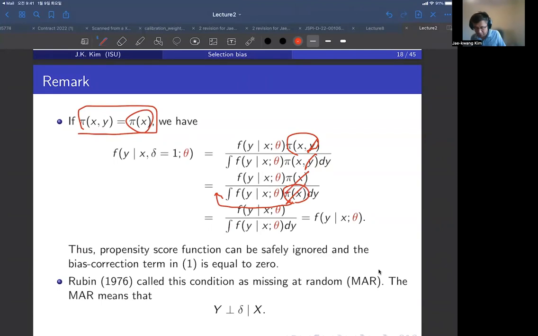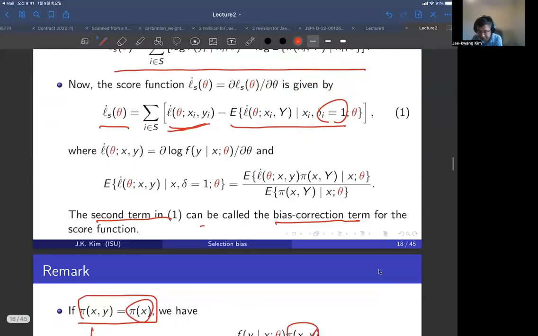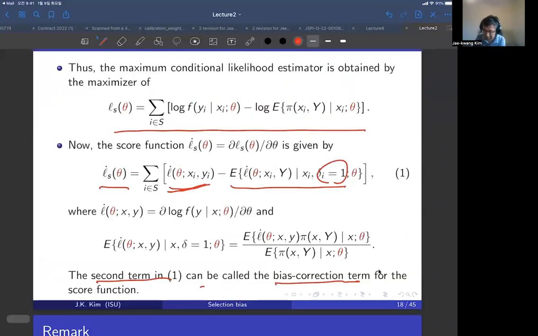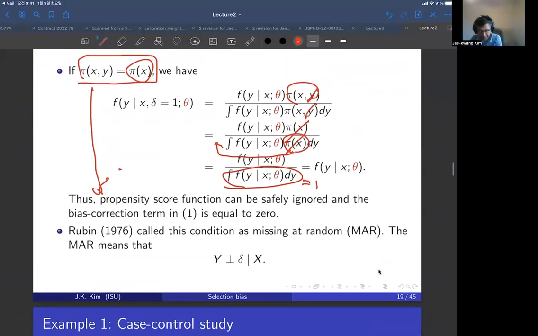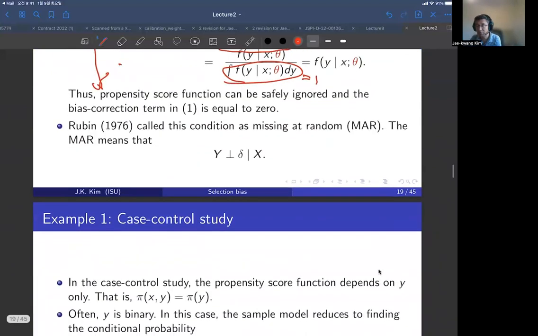And so then the denominator is just a density function. So if you take the integration, it's equal to 1. So that means the propensity score function can be safely ignored under this assumption. And which means that the bias correction term is 0. And that is essentially the missing at random condition of Rubin.